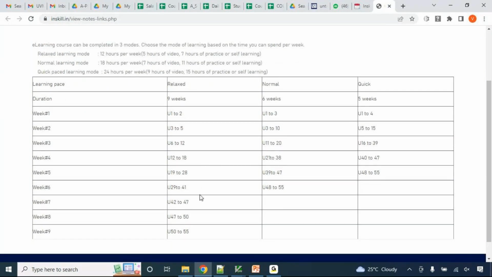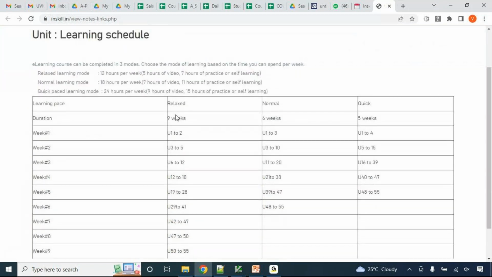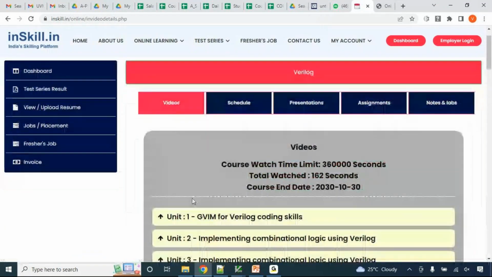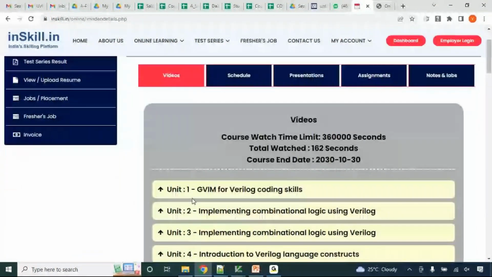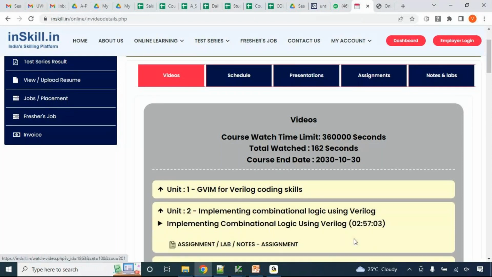Now this schedule you have to follow. Like in week 1 I have to complete unit 1, unit 2. What are unit 1, unit 2? If you go here you will see these videos you have to complete in 1 week. So the duration, everything will be present here. If I go here, 2 hour 28 minutes is one, the other is 2 hour 57. It's adding up to around 6 hours. 6 hours you go through and 6 hours you have to practice.